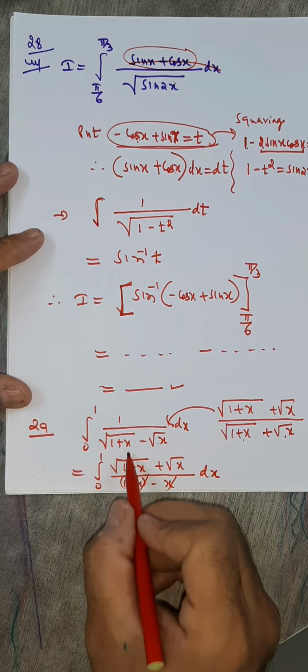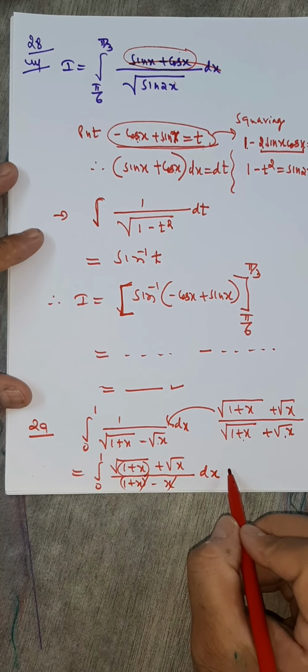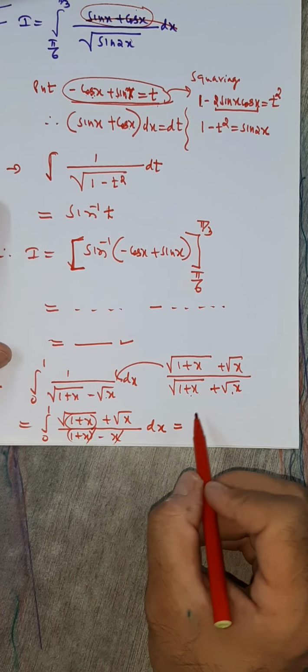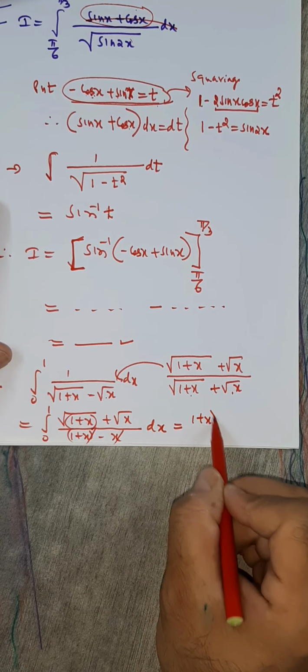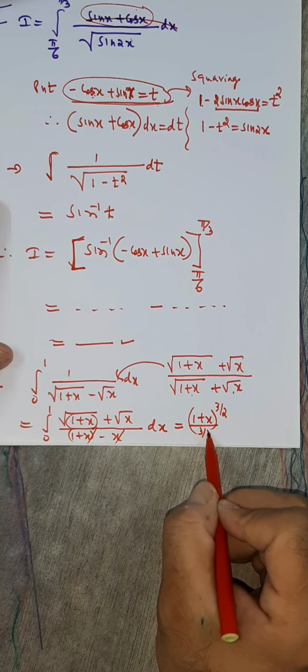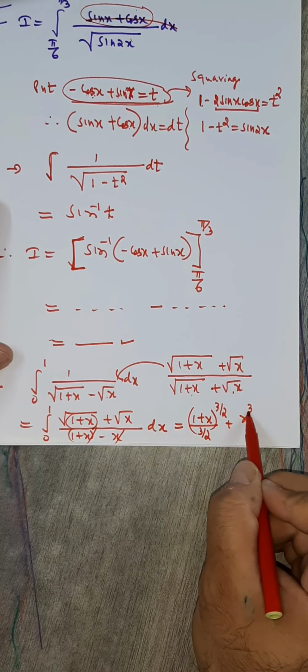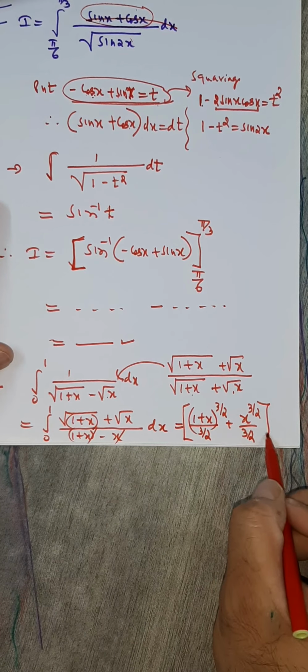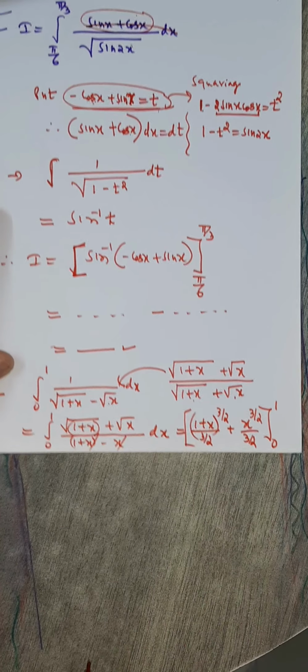And this can be integrated very easily because this is a linear function. So how will you integrate this? Just raise the power by 1. 1 plus x raised to 3 by 2 upon 3 by 2, plus x raised to 3 by 2 upon 3 by 2. And the limits are from where to where? 0 to 1. So now you can do it.